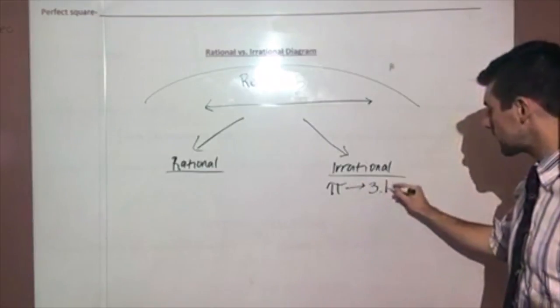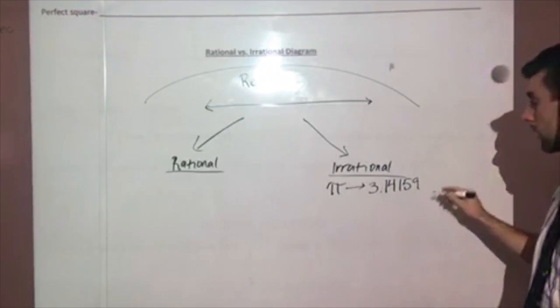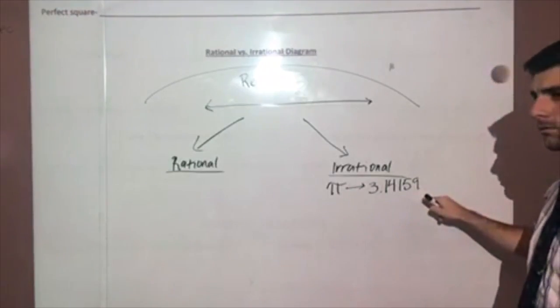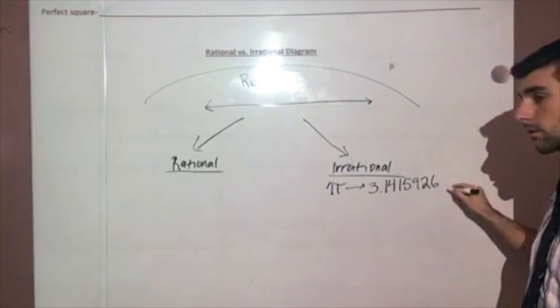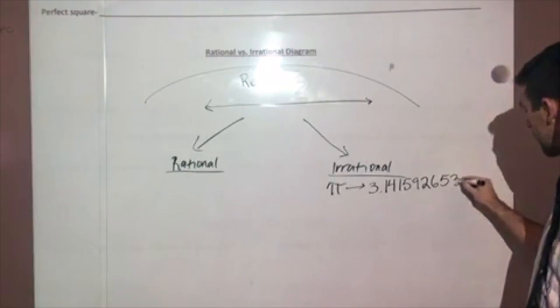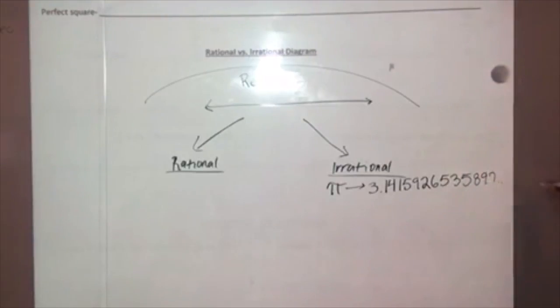Pi is 3.14159265358979323846... 2 nines in a row? You see, this goes on and on forever.